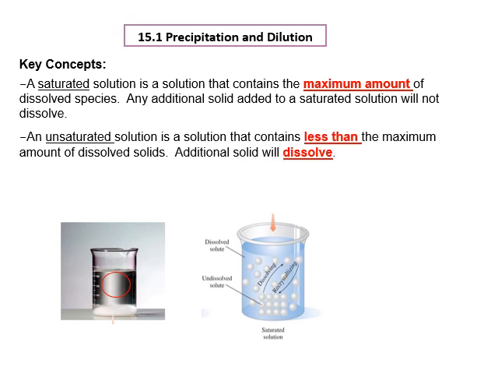An unsaturated solution is a solution that contains less than the maximum amount of dissolved solids. For example, when you start to add sugar to water, it all dissolves and you have an unsaturated solution because additional sugar can still dissolve.